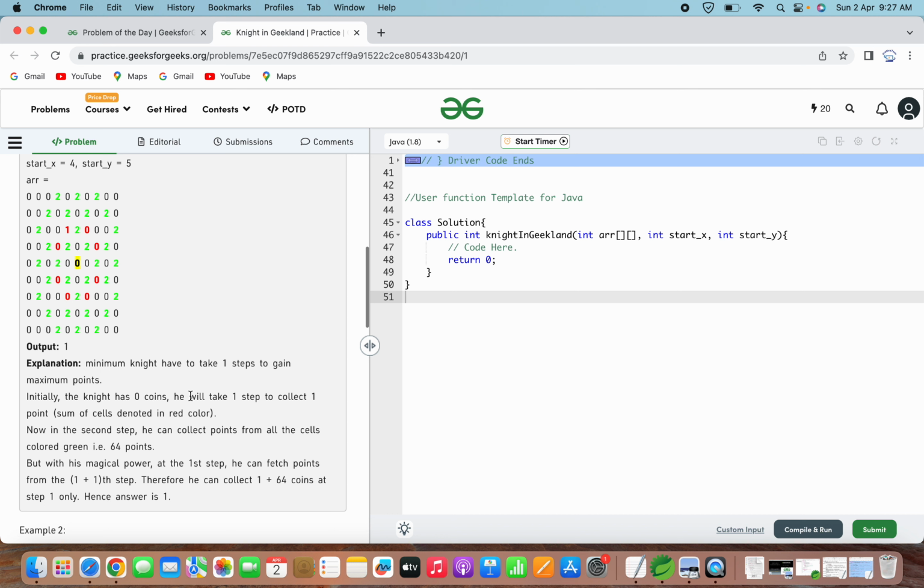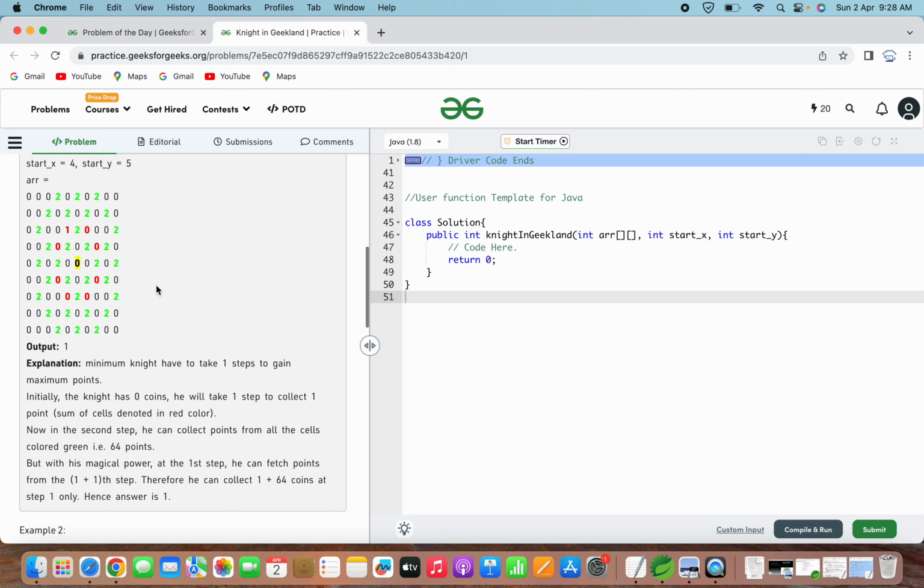Initially the knight has zero coins, so he will take one step to collect one point. From the starting point, what all positions can the knight move to? It can move in all eight combinations, the ones we saw in the Wikipedia link for the knight. From this position, highlighted in yellow, it can move to all the red positions: 2 down, either left or right, 1 step; 2 steps to the right, 1 step up; 2 steps up, 1 step right or left; 2 steps left, 1 step up or down. So for a knight on a chessboard, at its current position, it can move to all these combinations.